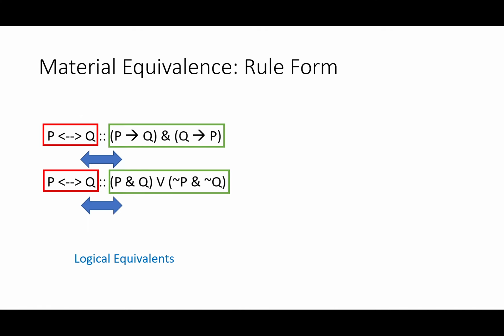Like other rules of replacement, on either side of the four dots are statements that have the exact same truth table. They're logical equivalents, and they can be replaced one for the other in any whole or partial line.